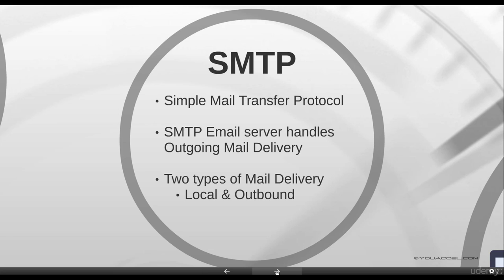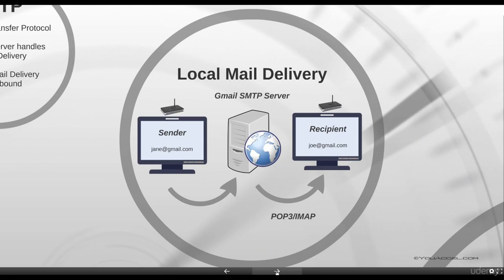In the second scenario, the sender's domain is different than the recipient. For example, Jane@gmail.com is sending an email to Bob@yahoo.com. In this case, the email is transmitted externally or outside of the local network. Depending on the type of email exchange, the path to delivery will be quite different. We'll start with local mail delivery.